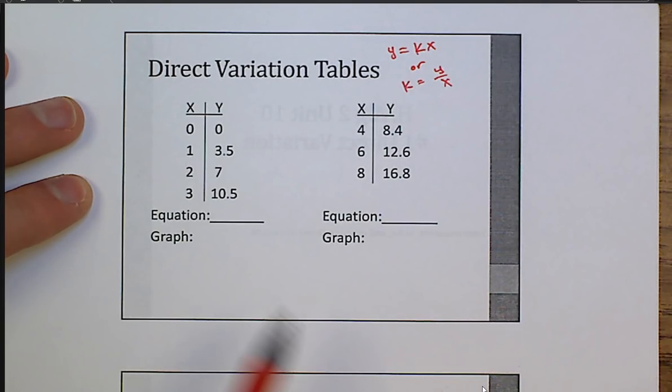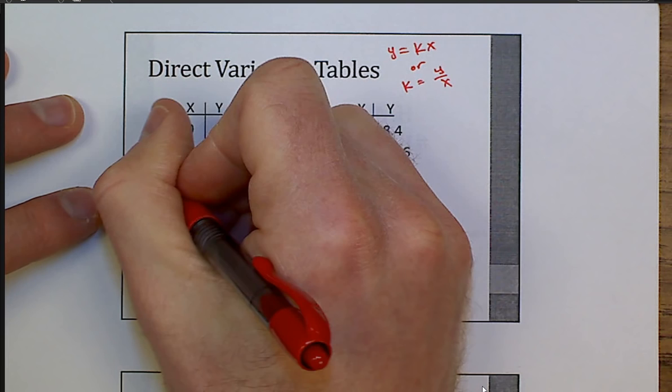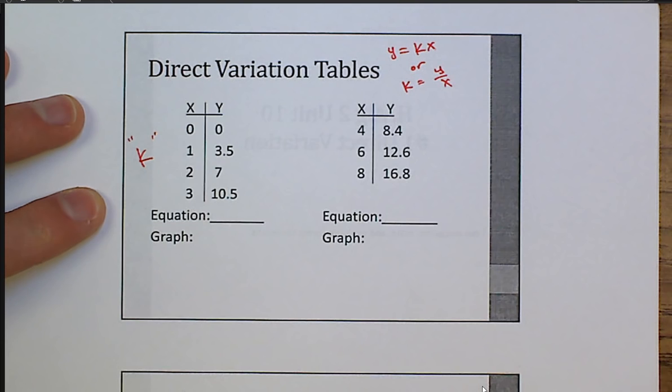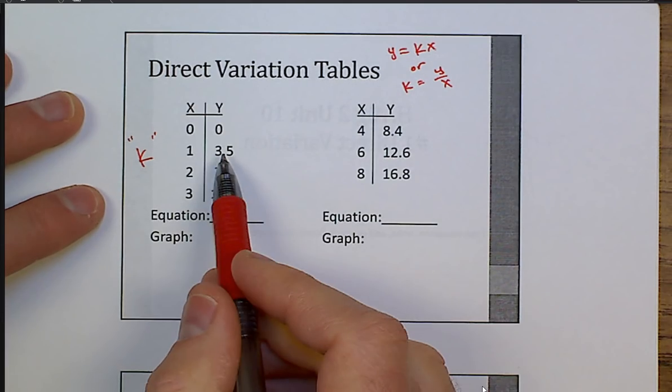When you look at this, you have x's and y's. What are we missing? We're missing our k. So that's what we have to find in order to write the equation. So what do we do? We would just divide, just like we did before.